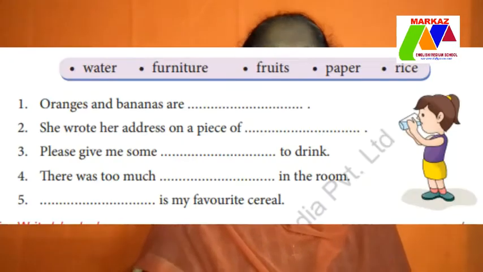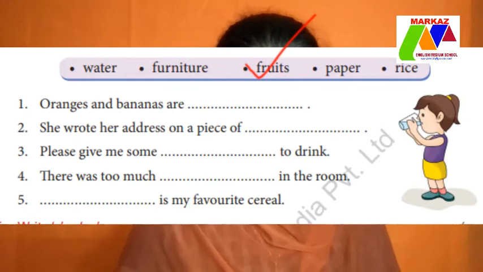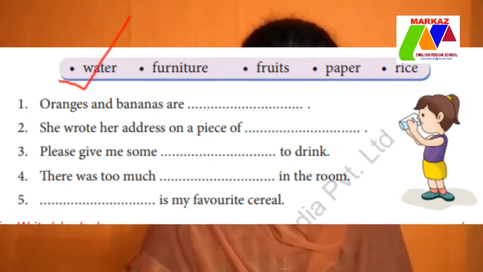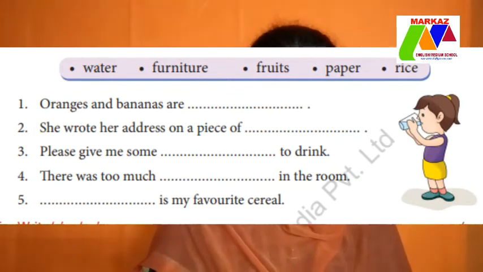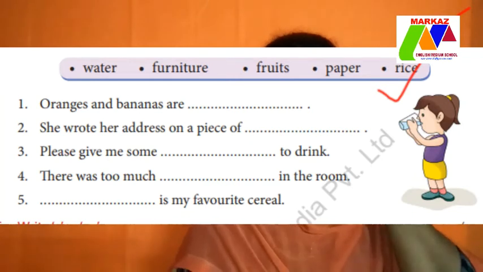B. Fill in the blanks with the correct noun from the help box. 1. Oranges and bananas are fruits. 2. She wrote her address on a piece of paper. 3. Please give me some water to drink. 4. There was too much furniture in the room. 5. Rice is my favorite cereal.